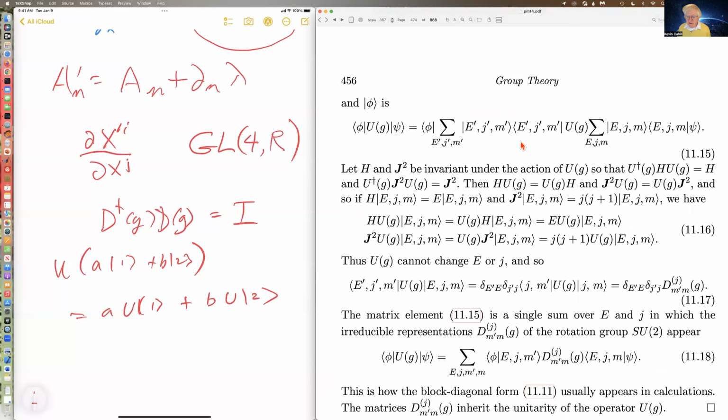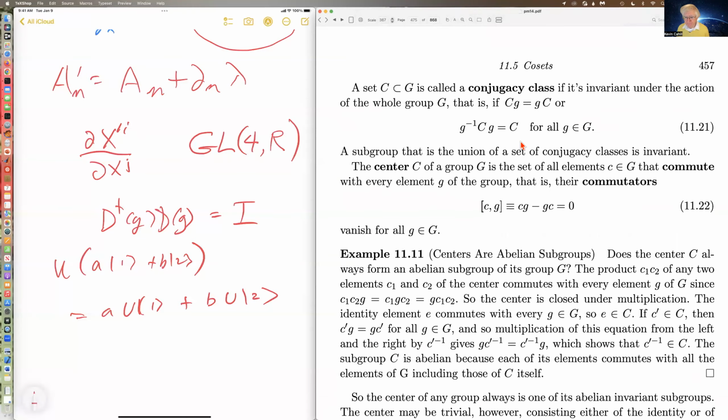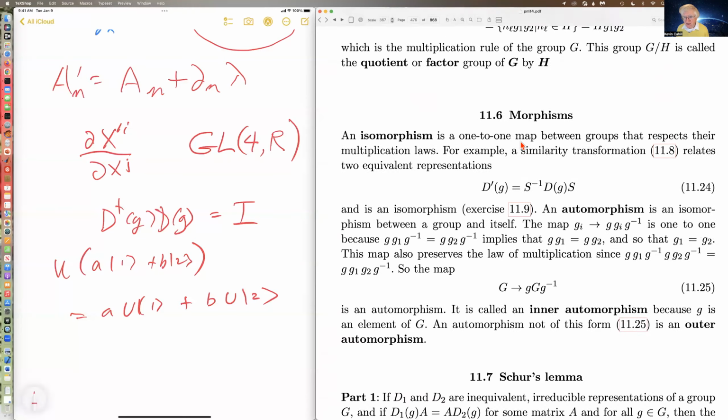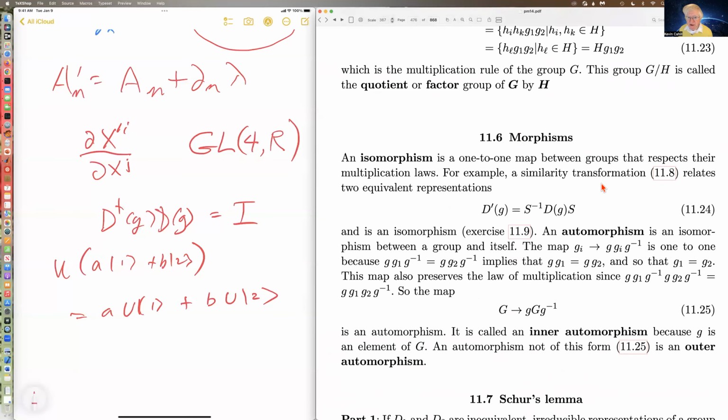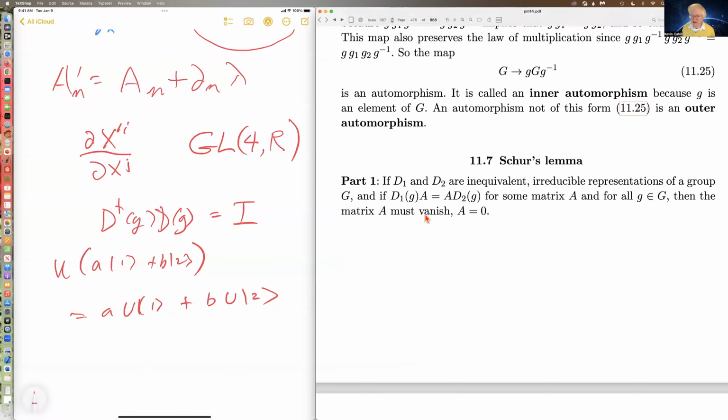Let me go on, though, to something that, I'm skipping a lot of stuff here. Well, there's morphisms. I maybe should have said something. An isomorphism is a one-to-one map between groups that respects the multiplication law. And a similarity transformation, for example, relates to equivalent representations. It's an isomorphism. An automorphism is an isomorphism between the group and itself. And well, all right, that's enough.